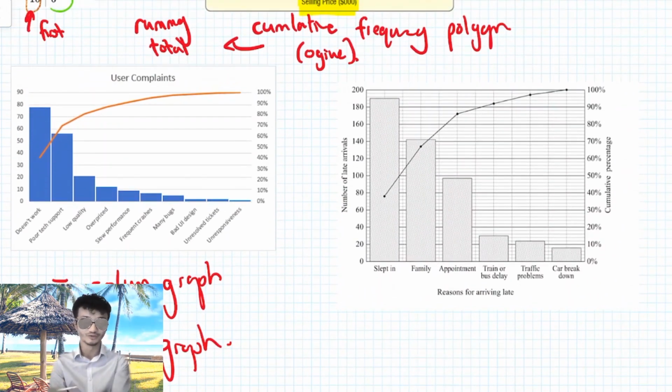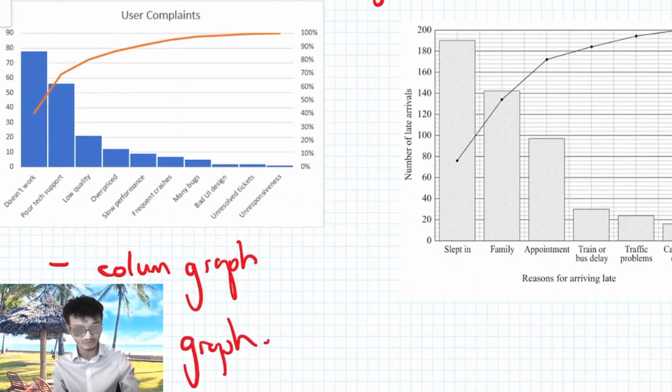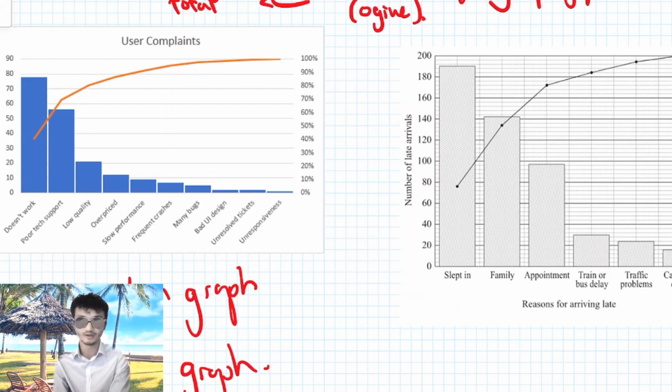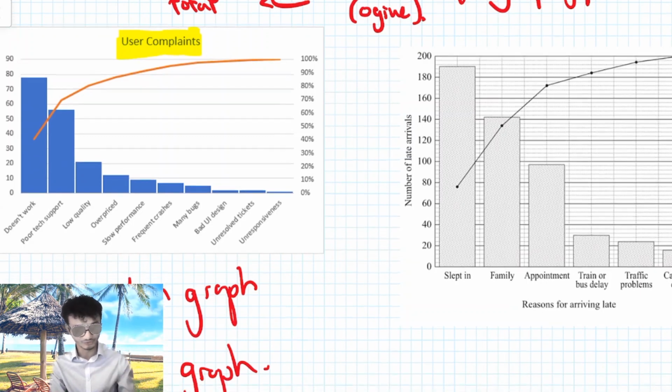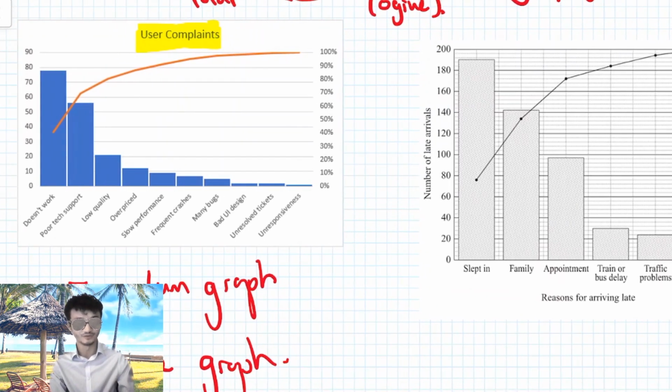Well, the idea with those is that I'm thinking, all right, I want to see what are the most important factors in a situation. So let's look at user complaints, right? If people are complaining about things, I want to target the things that people are complaining about the most. And so you can see over here, the user complaints for maybe a product or a company are that maybe the product doesn't work, there's poor tech support, there's low quality. But then afterwards, all of these little guys, they're not contributing too much.